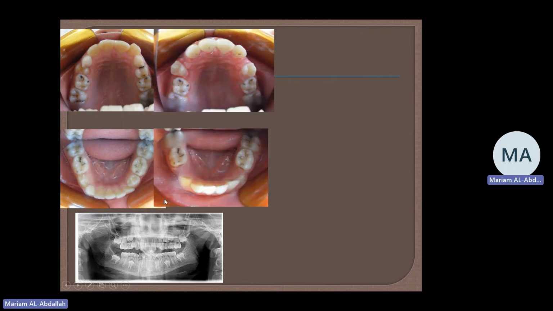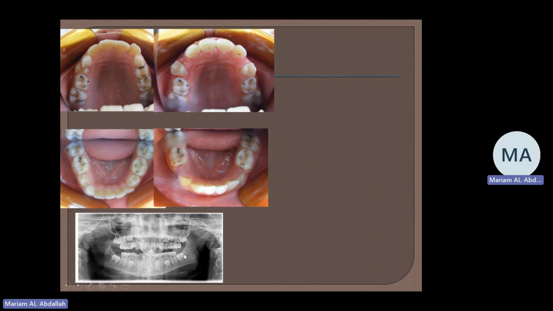Then we wait for the eruption of the 4s in the upper arch. So this is after the extraction, as you can see. C is gone, this is the 4, this is the 4, and the C was extracted. We don't touch the E's. The E's are not part of the plan. They can exfoliate by themselves.